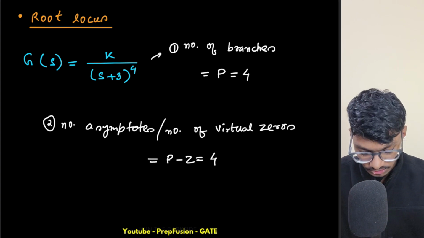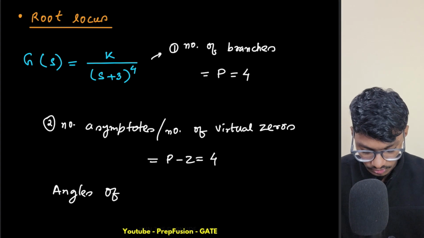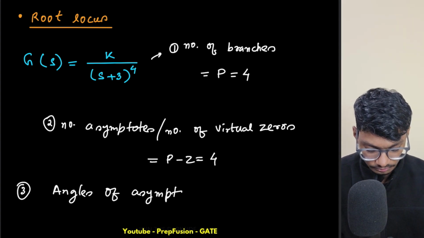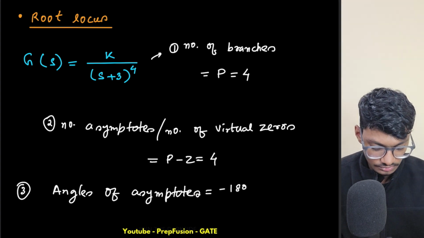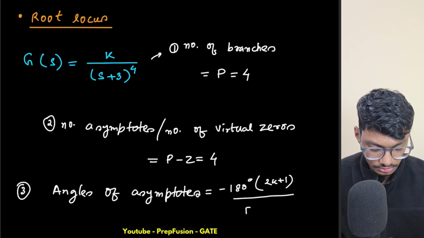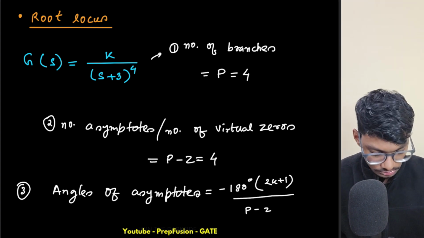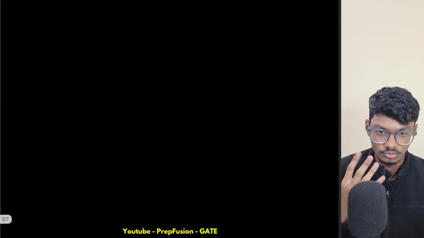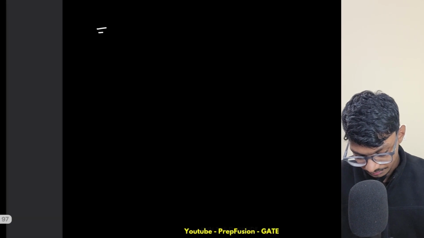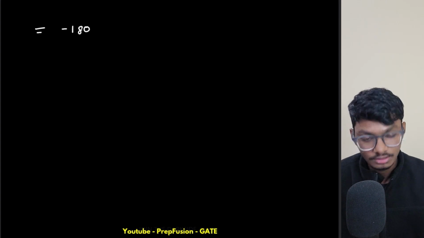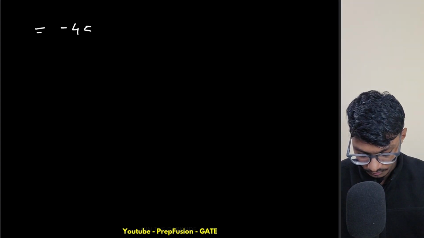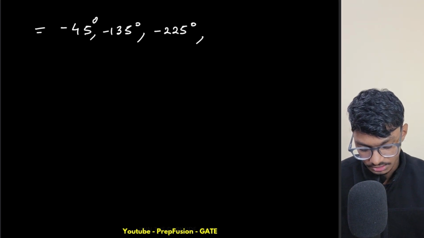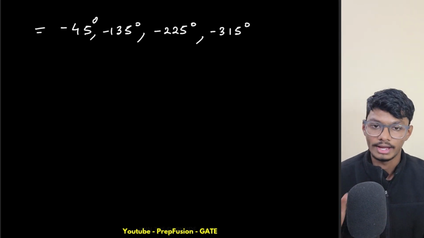Now what are the angles of those asymptotes? Basically this is the third step, right? And in this step another thing also gets included. Angles of asymptote equals minus 180 into 2k plus 1 divided by P minus Z, where k goes from 0 to P minus Z minus 1. So I will get 4 angles of asymptote because I have 4 asymptotes, right? The first one is minus 180 by 4, which is minus 45. Then I go up by 90 degrees, so this will be minus 135, minus 225 degrees and minus 315 degrees. So 4 angles of asymptote.